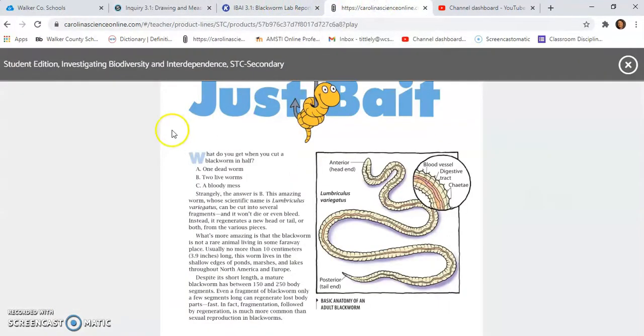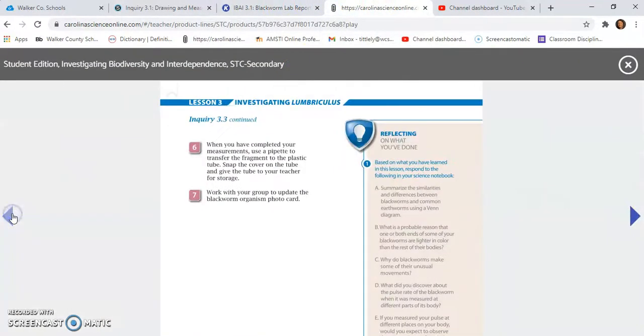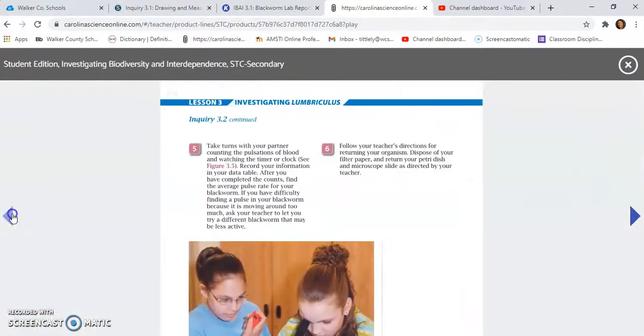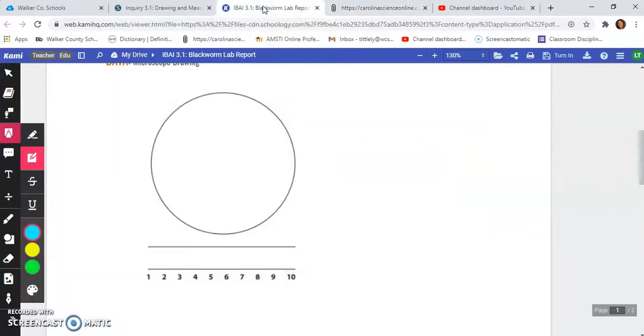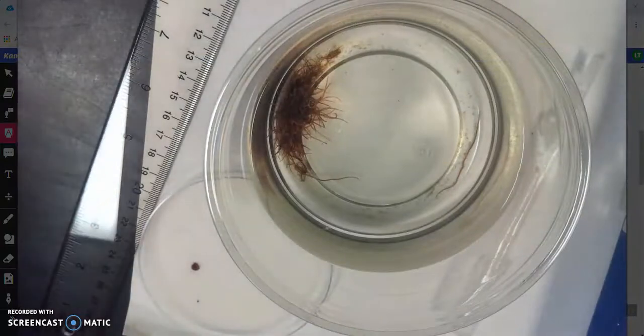Okay, let's go back to our procedures. Okay, so label at least 3 structures of the blackworm on your drawing. And then the next thing it asked us to do is to measure our blackworm. So I'm going to switch over to the webcam for just a moment, and we will take a look at the blackworms in person. So I'm going to switch over to the webcam.